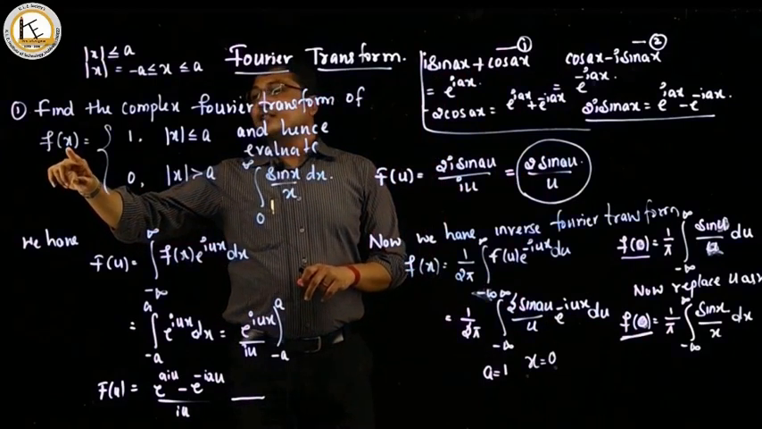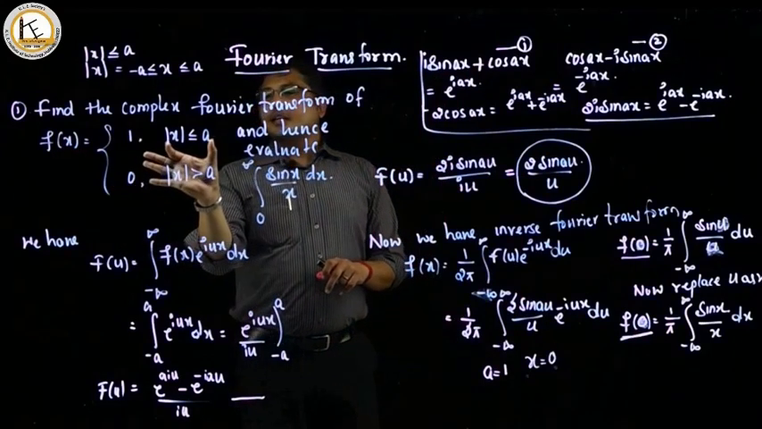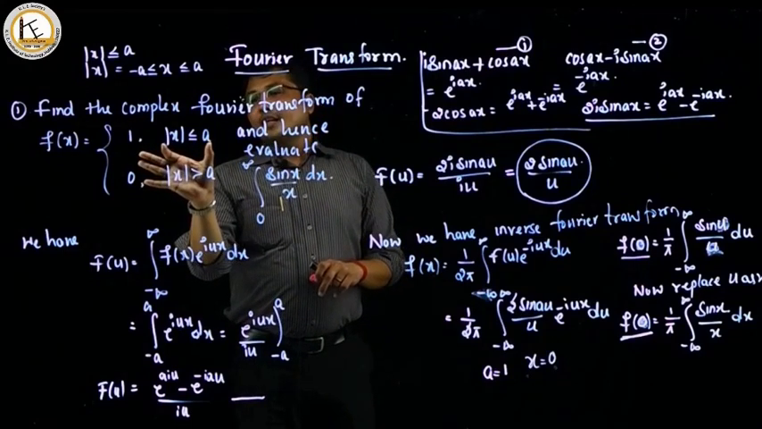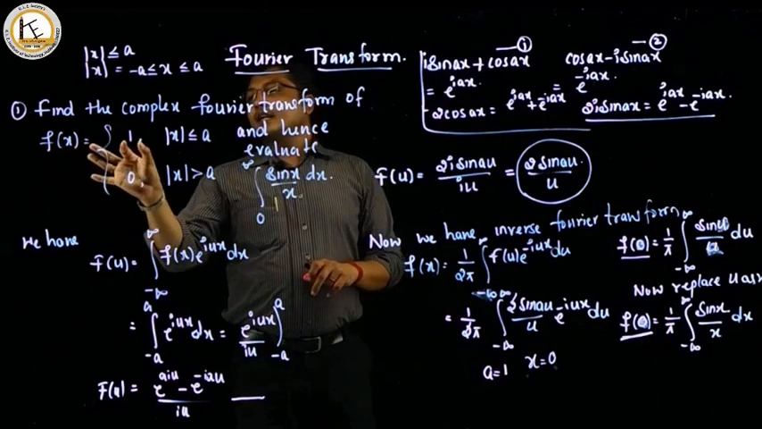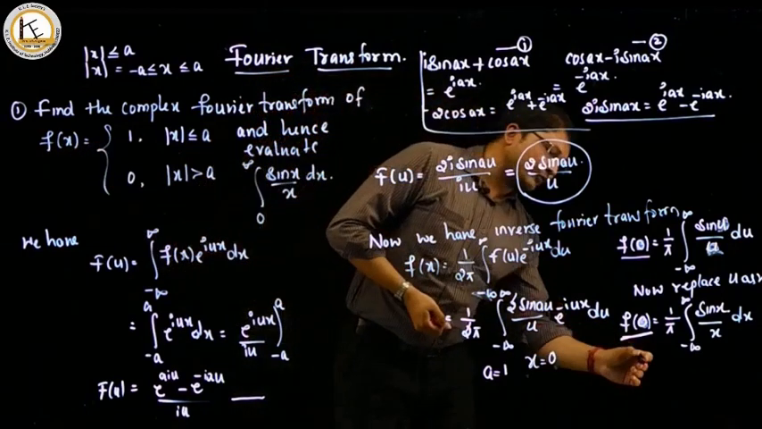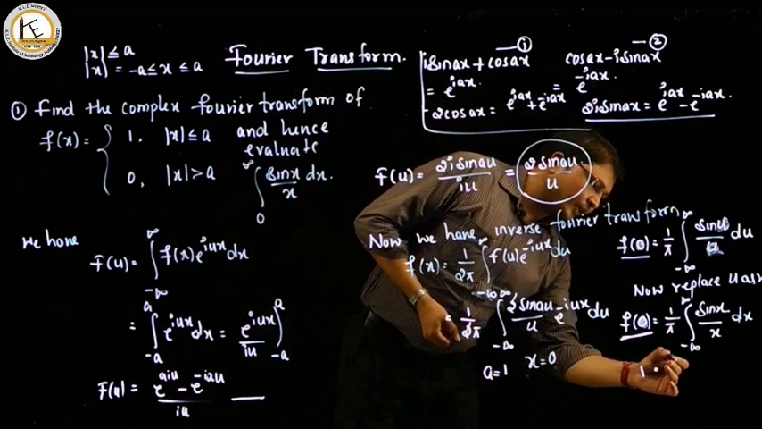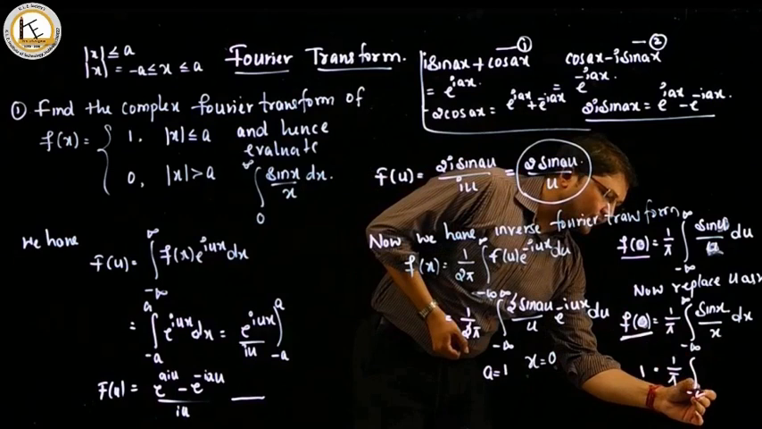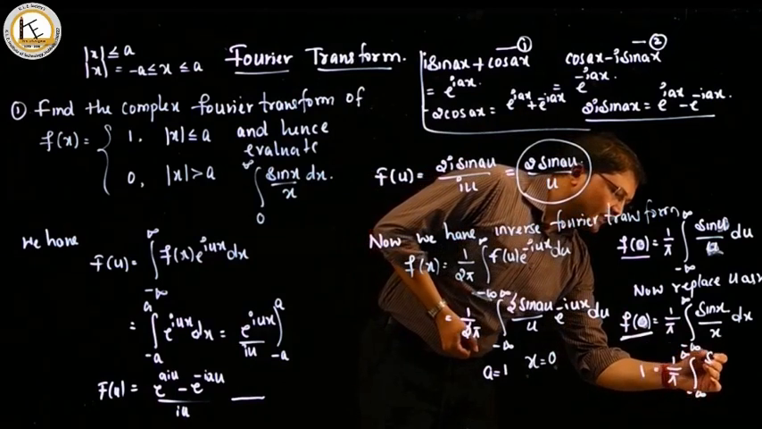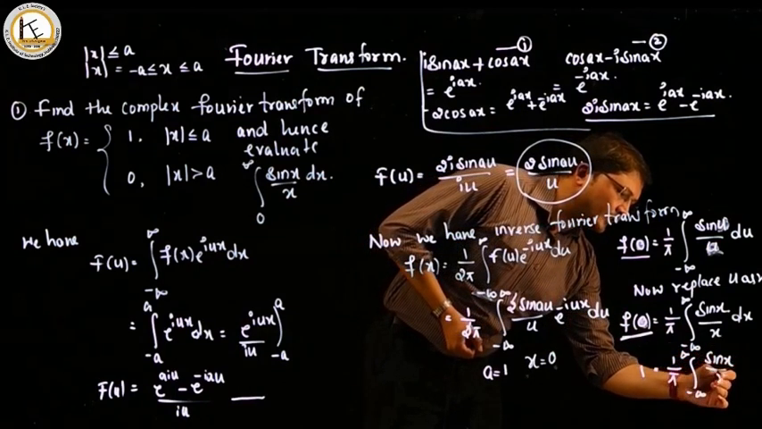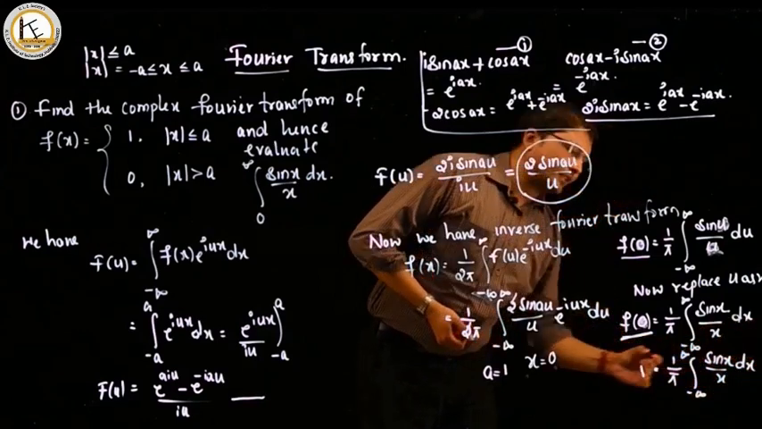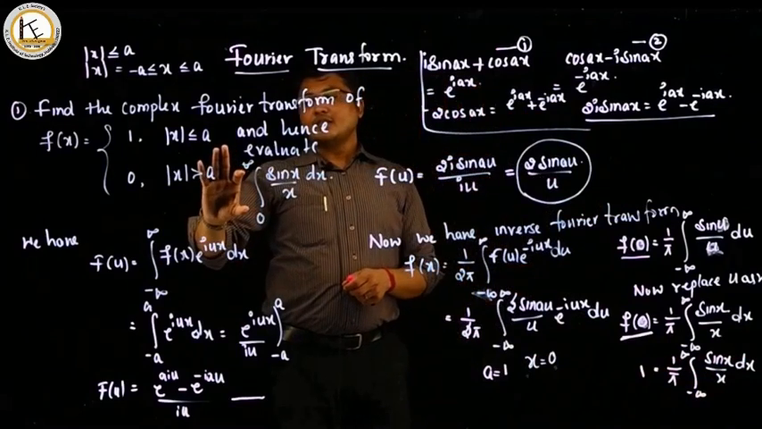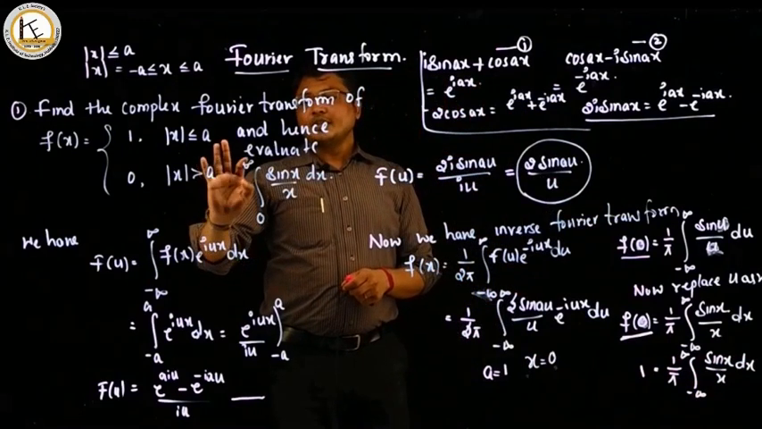So where does x equal to 0 lie? Obviously x equal to 0 lies in this range. So at x equal to 0, the function is defined as 1. So we replace this f of 0 as 1 here, and here it is 1 upon pi, and then minus infinity to plus infinity, sin x by x with respect to x. And still it is not completed, because we must have the limit between 0 to infinity.